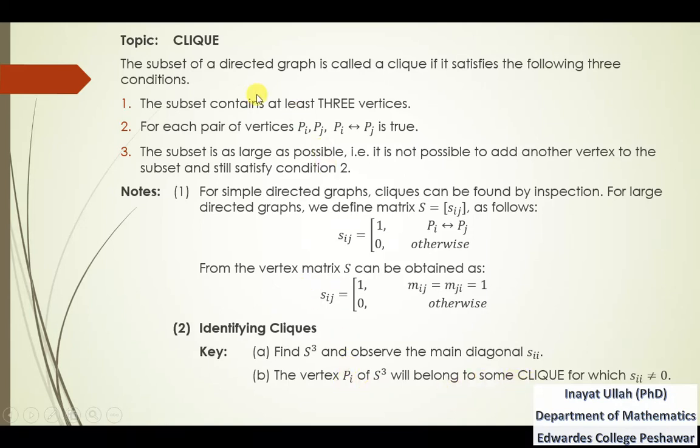And remember that a clique contains at least 3 vertices, not less than 3 vertices. More than 3 are acceptable, but less than 3 are not acceptable. So that is the criteria to find the clique of a given directed graph. Let us take an example of how we could find a clique.